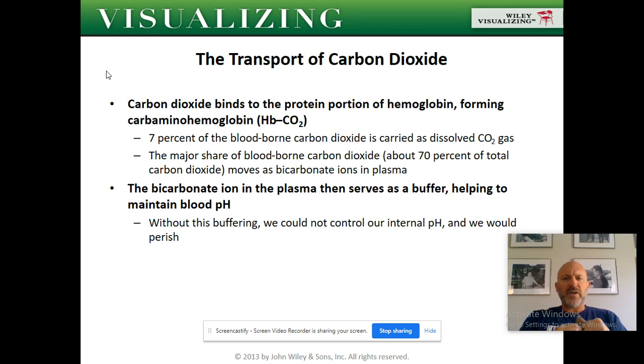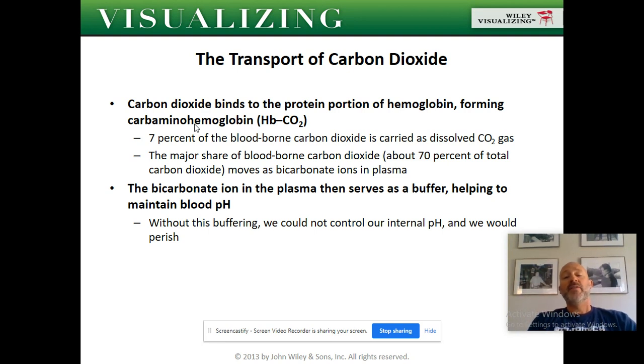Okay, so when carbon dioxide binds to hemoglobin, it forms carbaminohemoglobin. Again, this is kind of rare. Only about 7% of carbon dioxide is carried this way. Most of the carbon dioxide is being transported in the form of bicarbonate ions in the plasma. These bicarbonate ions are also useful because they are a buffering tool that helps to control the pH of the blood.